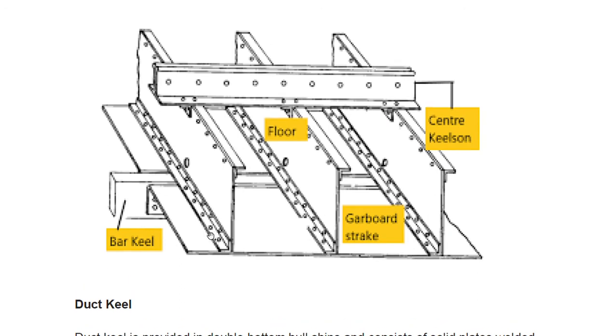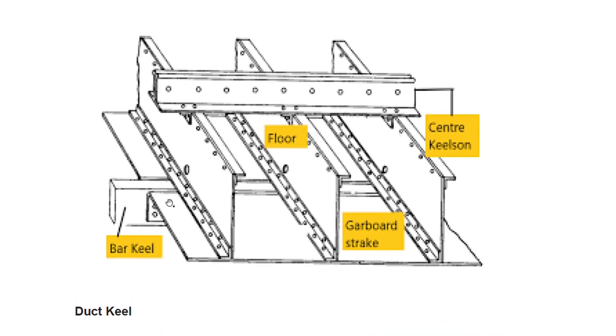Now, this is the bar keel that we were talking about. These are the floors which don't form a direct connection to the bar plate keel. That is the reason why the strength is not there. Okay, this is the floor. These floors are of different types: there are watertight floors, solid floors, and bracket floors. This is the center keelson, and above it comes the rider plate. This is the garboard strake that we were talking about. This is the first strake that connects the keel plate to the side plates.